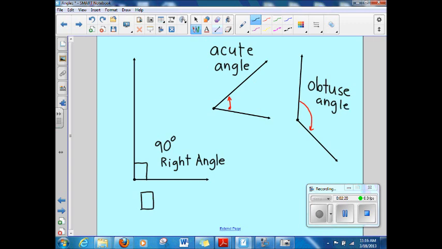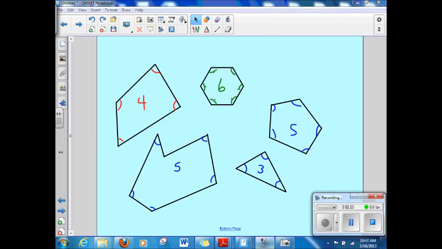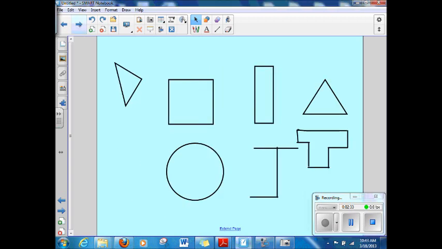So we have three different angles that we've named here today. One was our right angle. The next one we had named was our acute angle. It's less than a right angle. And then the third one was the obtuse angle, which is more than a right angle. On these angles, we didn't name them as being a right angle or an obtuse angle or an acute angle. But let's go to the next screen and we'll take a look at these.